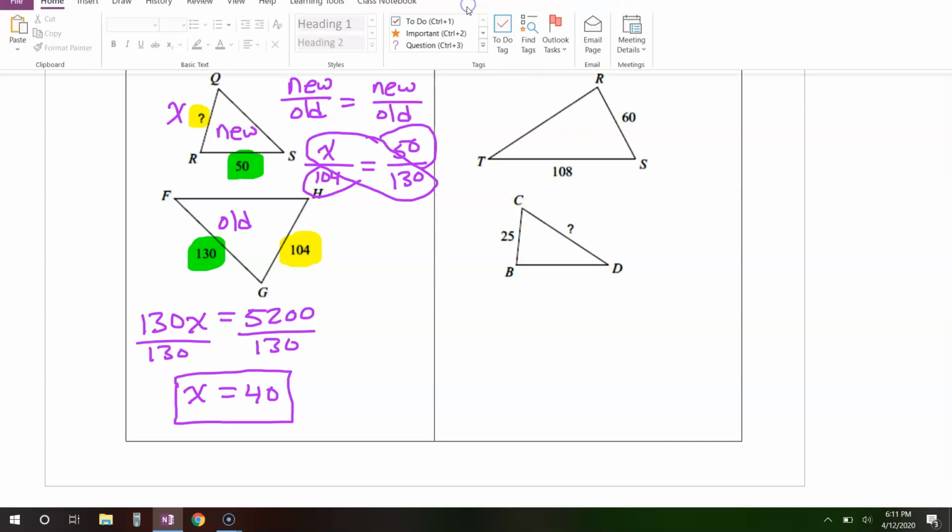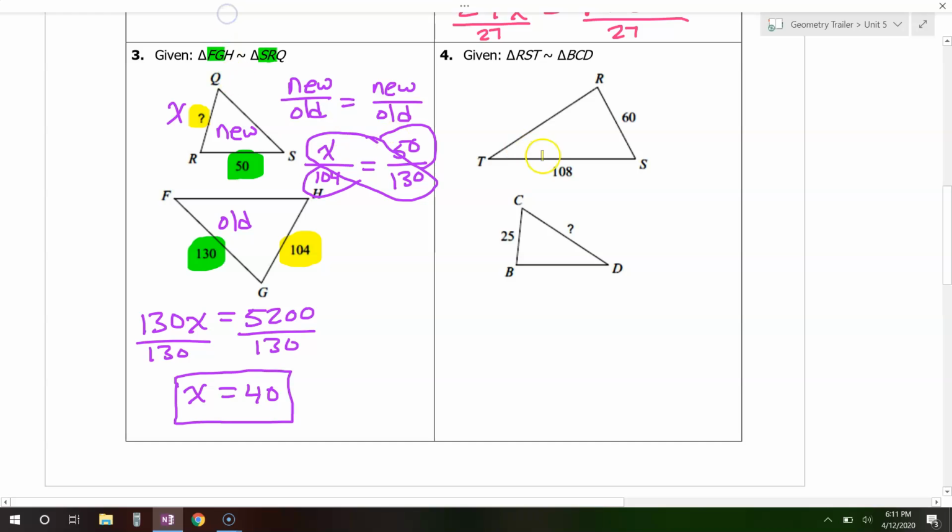All right, let's keep practicing. So far, so good. All right, here's my question mark, CD. So here's CD right here, so that's going to correspond with ST. And here's ST right here. So now those are yellow.